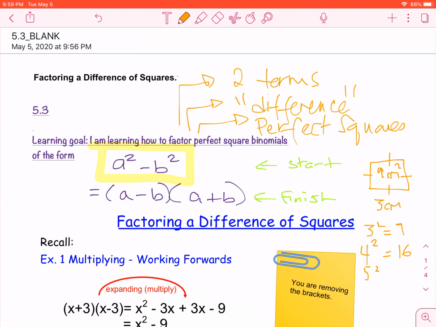Now, as you can see, I can continue this pattern, 5 squared, 6 squared, 7 squared, and knowing your perfect square terms, which is essentially what all of this review is for, identifies that this is in fact a perfect square term, meaning you can factor it as a difference of squares.